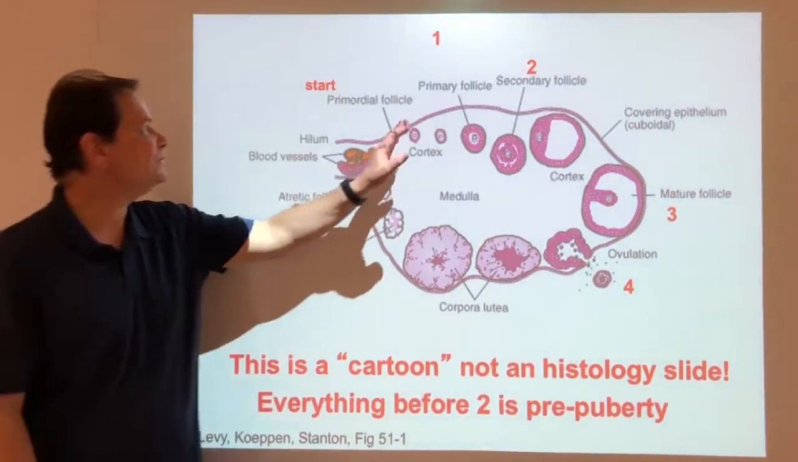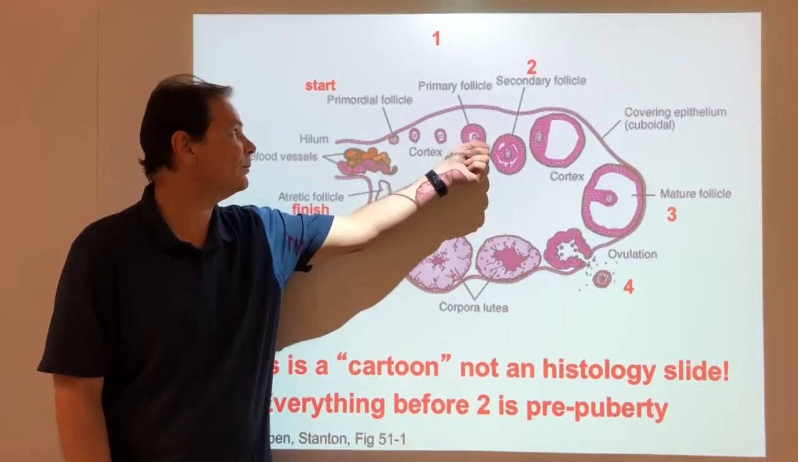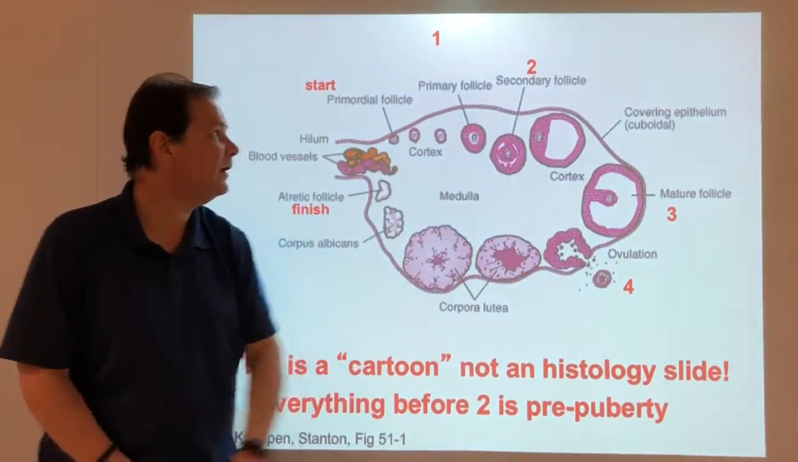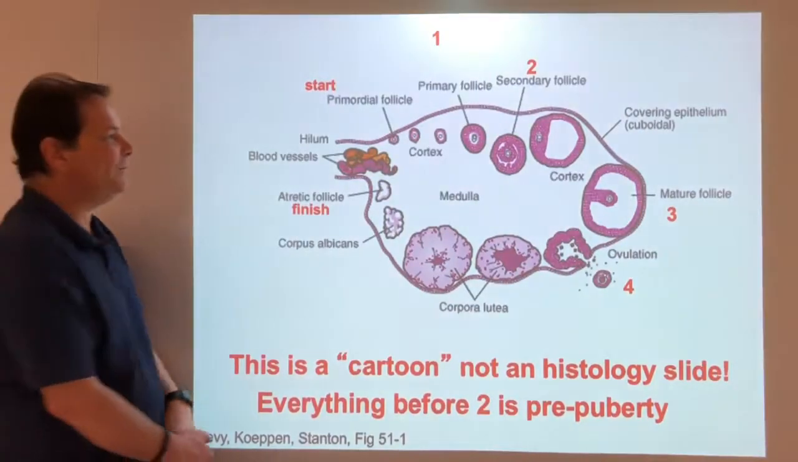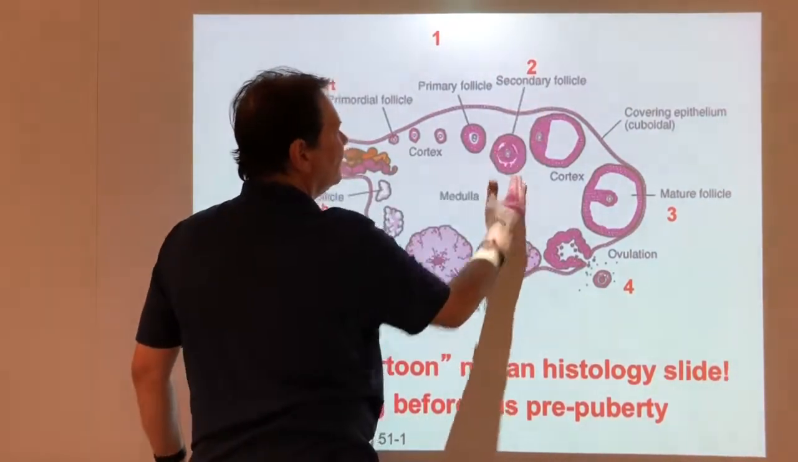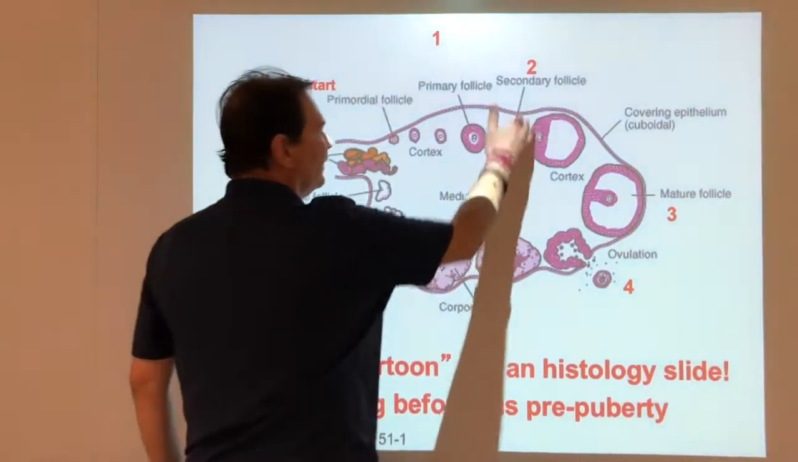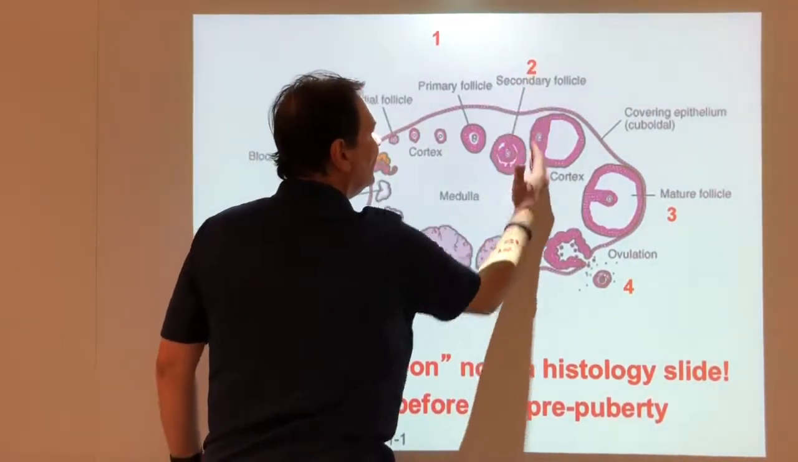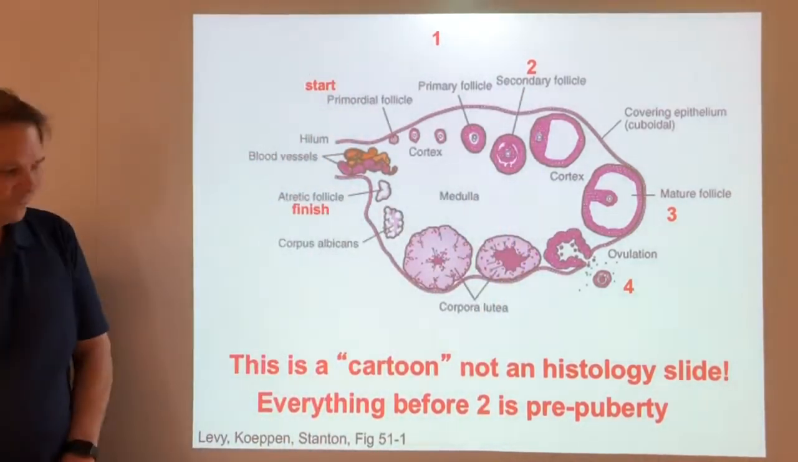Everything before stage 2, so the development from a primordial follicle through the primary follicle to a secondary follicle, takes place before puberty. So at puberty, we have a bunch of follicles that have developed along with hundreds of thousands of ova inside them that are frozen right here at the secondary follicle level.